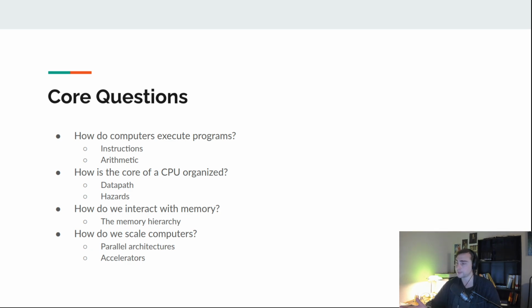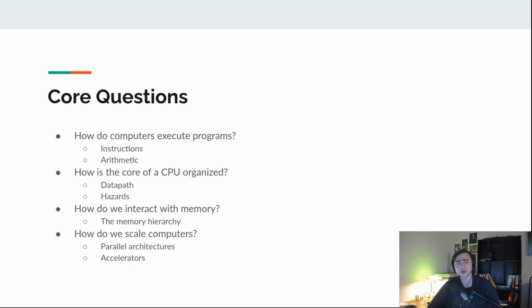Next, we're going to try to answer the question of how is the core of a CPU organized? And how do we design something like a data path? So, we know we have these instructions that we want to execute, but what kind of hardware structures do we need in order to facilitate this? And how do we handle things like hazards and dependencies between instructions?